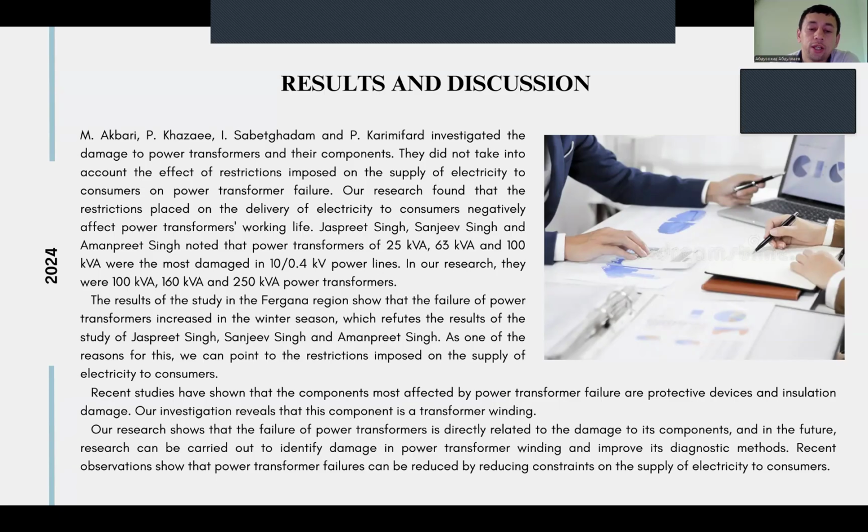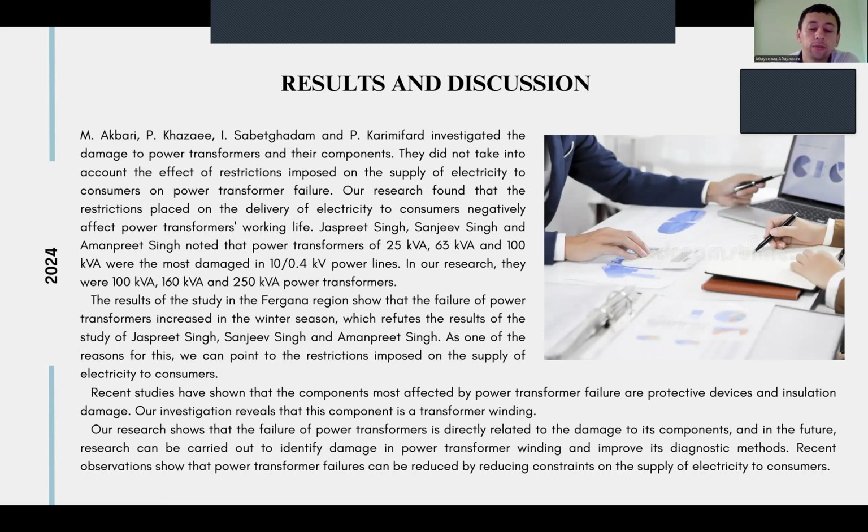Jasper Sins, Sanjay Sins, and Amanpreet Sins noted that power transformers of 25 kVA, 63 kVA, and 100 kVA were the most damaged in 10/0.4 kV power lines. In our research, they were 100 kVA, 160 kVA, and 250 kVA power transformers.